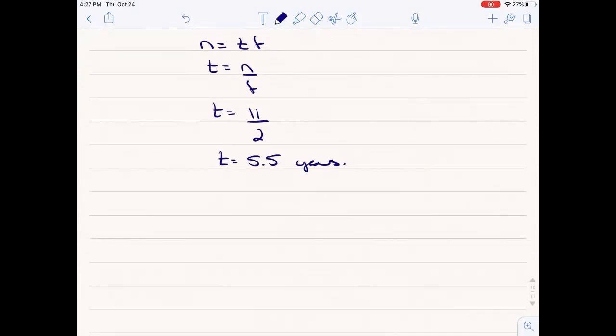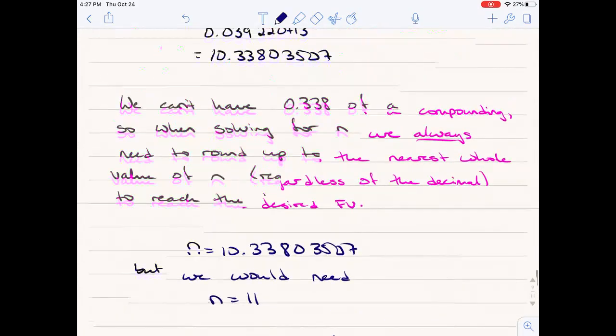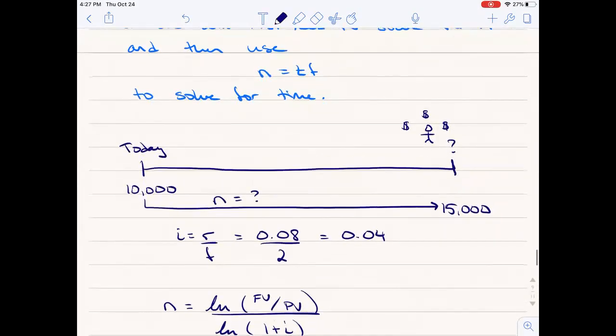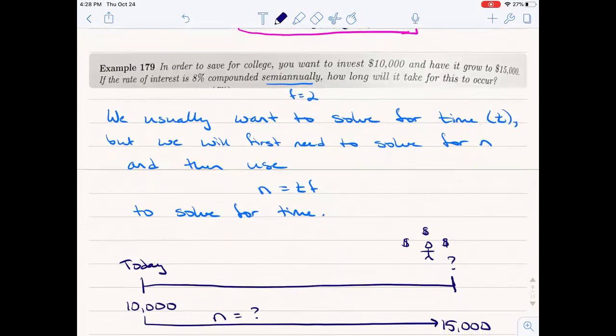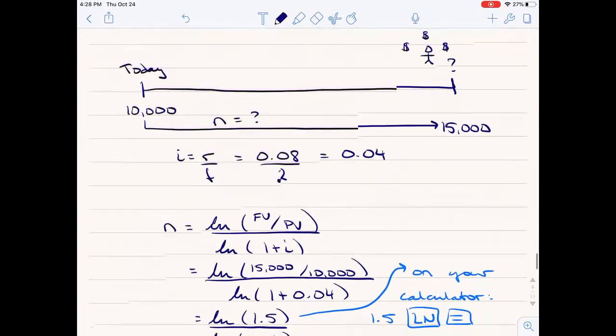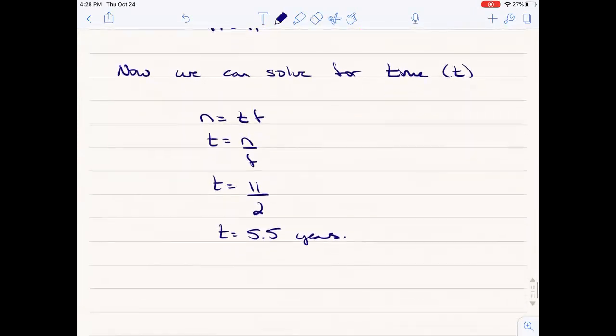What's confusing is we're allowed to have partial time. We're allowed to have 5.5 years, but we can't have 5.5 compoundings. So it's just n that we need to adjust, not time. So now we know that if we have 10 grand and we want it to grow to 15,000 and we can find an interest rate of 8% compounded semi-annually, it'll take 5.5 years for it to grow. Okay.